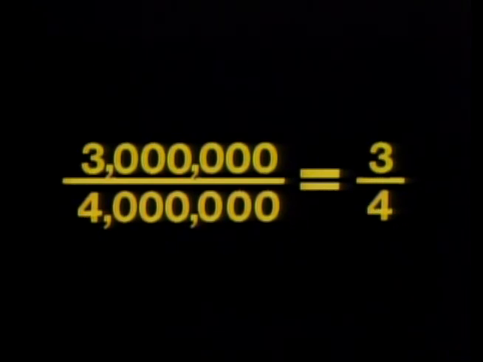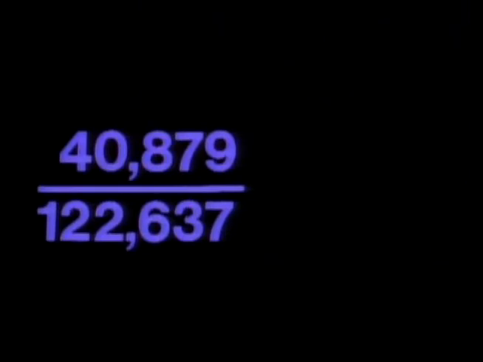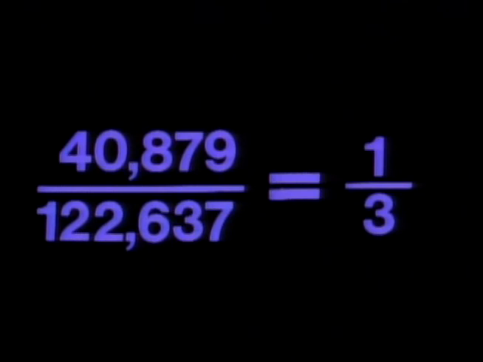For most mathematical purposes, 3 million over 4 million is every bit as good as 3 over 4. Anything you can do with one, you can do with the other. However, it's a lot easier to work with reduced fractions. The fraction shown happens to equal 1/3. But which one makes you feel more at home?